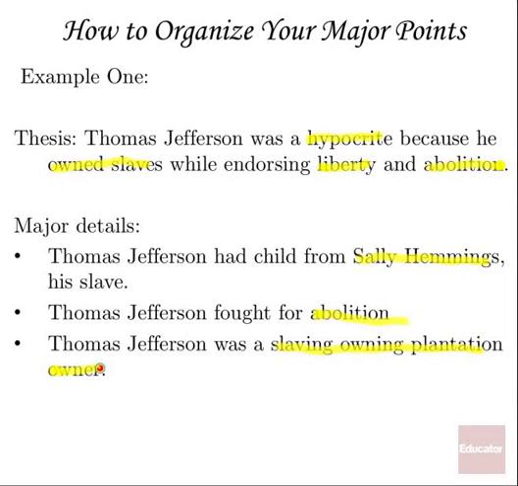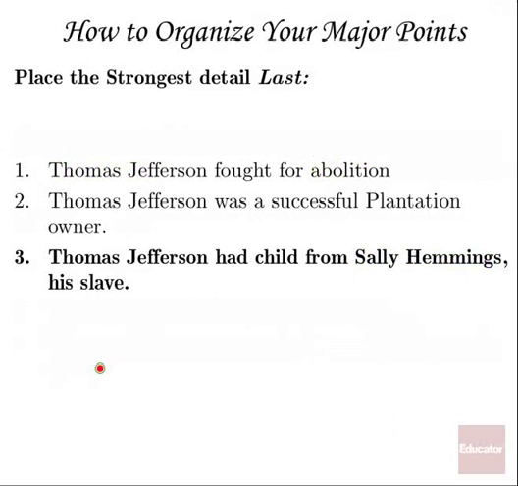Think about this thesis. I'm making a claim. I'm trying to convince you of something. What if you were the big fan of Thomas Jefferson and you thought he could do no wrong? What do I have to do to convince you? Well, how I organize these things might help. I'm going to put my strongest detail last, or in this case, since it's persuasive, my strongest reason or my strongest argument. I think that the strongest argument is this right here. Thomas Jefferson had a child with Sally Hemings, his slave. Man, I have just illustrated how much a hypocrite that guy was. I want to free all the slaves, and I'm going to have a baby with one.